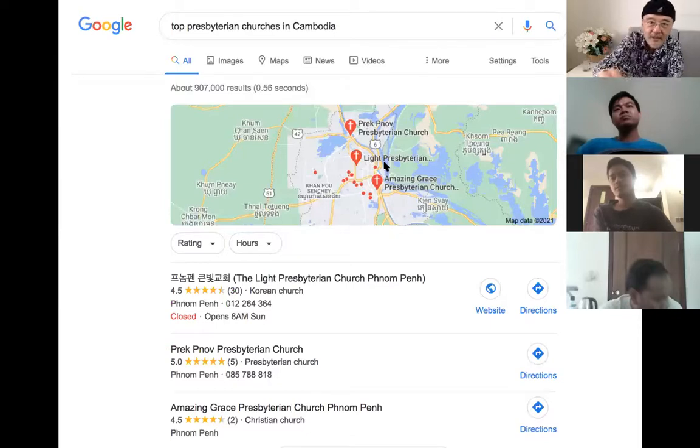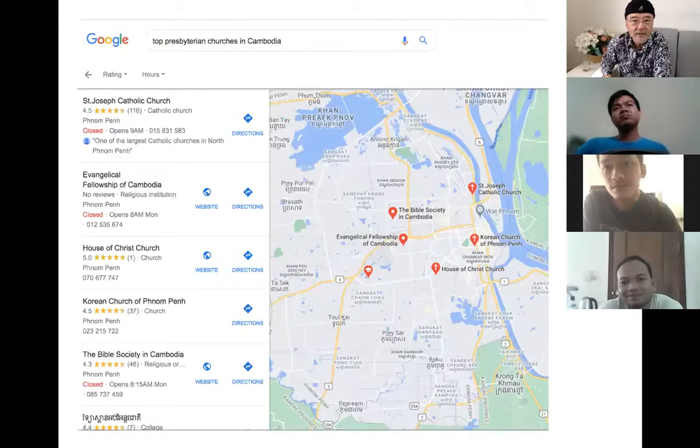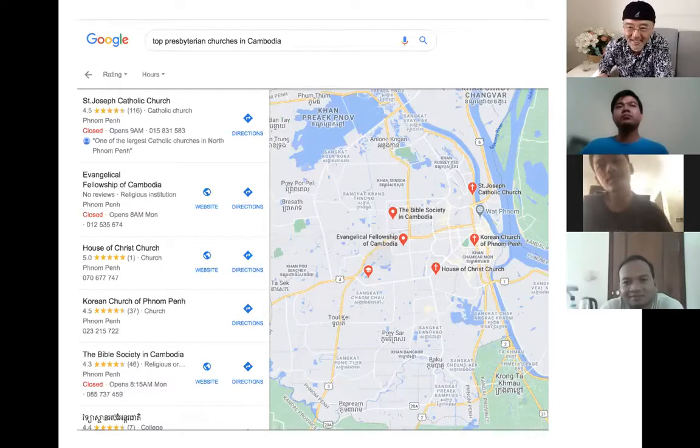So what are CPTI church pastors doing that doesn't even get onto the map? When I type top Presbyterian churches, if they don't want to talk about it, I want to talk about top Presbyterian churches in Cambodia. The first church was a Korean church, The Light Presbyterian Church of Phnom Penh. I know the senior pastor there, Pastor Lee Sung Min. But that's not a CPTI church, is it? All these churches, how many of them are CPTI churches? Why is that important? Because if people talk about Cambodian churches in Cambodia, Korean pastors should not represent Cambodian churches.